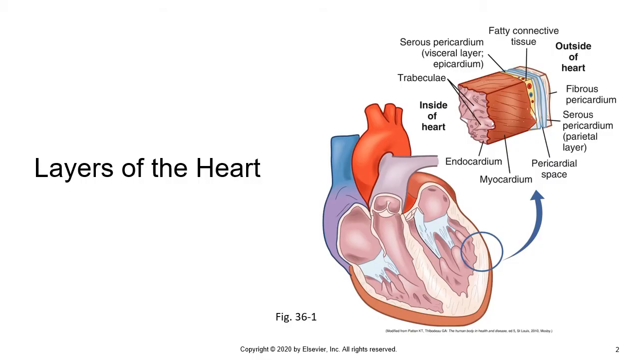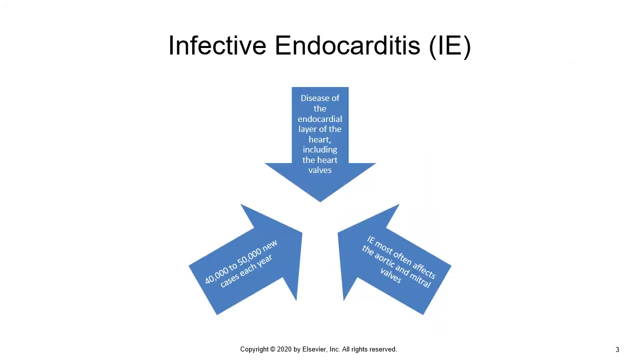This is figure 36.1 from your textbook. It shows the layers of the heart muscle and the pericardium. The section of the heart wall shows the fibrous pericardium, the parietal and visceral layers of the serous pericardium with the pericardial sac between them, the myocardium, and the endocardium. Infective endocarditis, or IE, is a disease of the endocardial layer of the heart. The endocardium is the innermost layer of the heart and the heart valves.